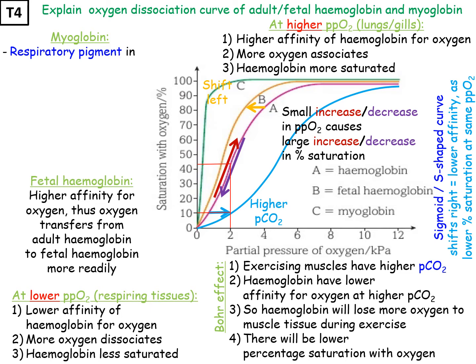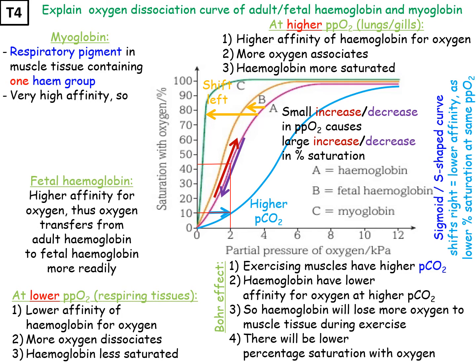The same idea happens in myoglobin. Myoglobin is another type of respiratory pigment, just like hemoglobin, but it is found in muscle tissues, and it contains only one heme group, so only one oxygen molecule can bind to it. And you can see that it shifts the oxygen dissociation curve to the left very extremely, to the point where a very high affinity of oxygen to the myoglobin occurs.